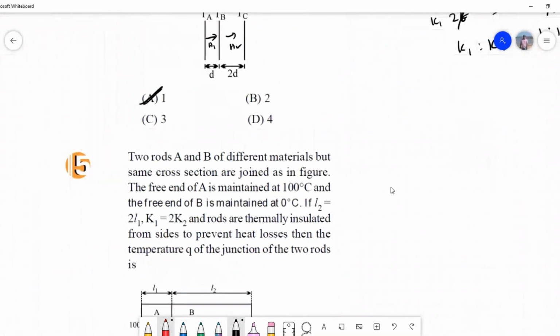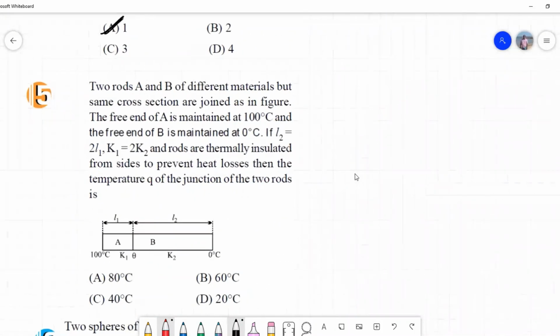Let's move on to problem number 5. This is also a similar model. Two rods A and B of different materials but the same cross-sectional area are joined as shown in the figure. The free end of A is maintained at 100 and that of B at 0. Lengths and thermal conductivities are given. Let the temperature at the junction be T. Again, just equate the heat current of the first rod to the heat current of the second rod.